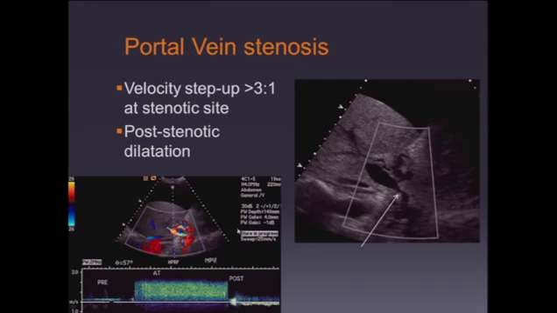On the left is a Doppler spectrum of a patient with a liver transplant showing a marked rise in velocity of greater than 3 times pre-stenosis to the stenotic point, where we see a velocity of greater than 2 meters per second. Beyond the stenosis, the velocity drops again. And on the grayscale image, the stenotic area is clearly shown by this arrow showing the point of narrowing. There is also dilatation of the portal vein distal to the stenosis.